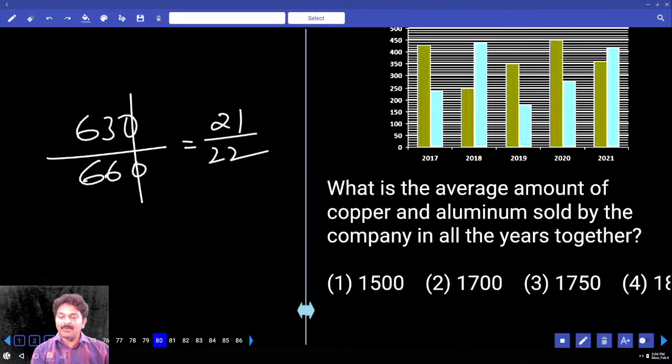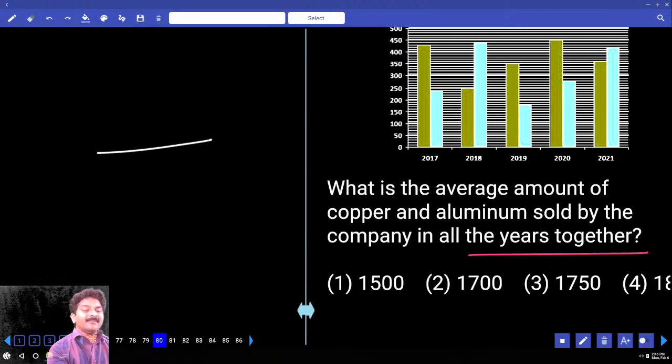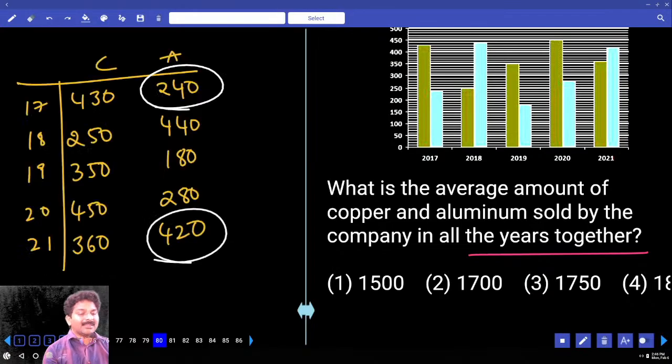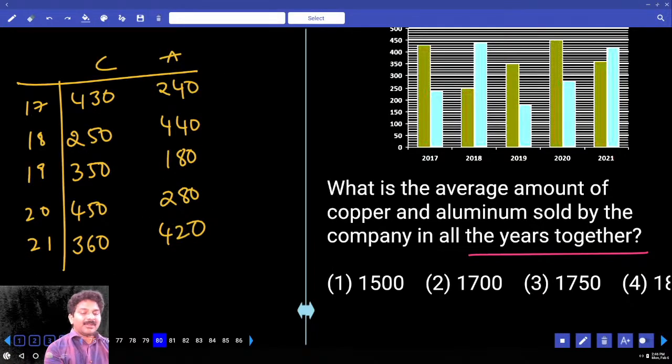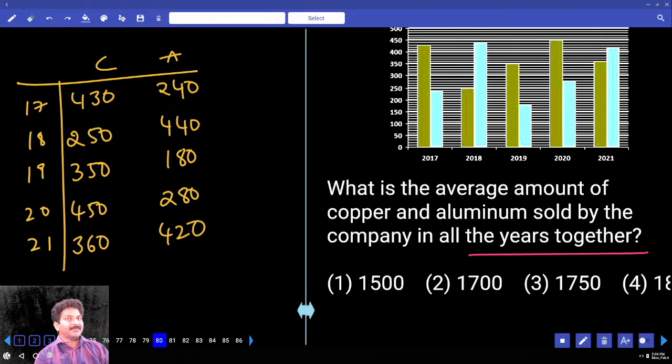What is the average amount of copper and aluminium sold by the company in all the given years together? So average with respect to all years only. All years in the sense how many years we have? Divided by 5, because we were asked to calculate average. Sum of total copper and then total aluminium. We need to add all the values and divide it by 5 to get the answer. Hope you can do it? Right.